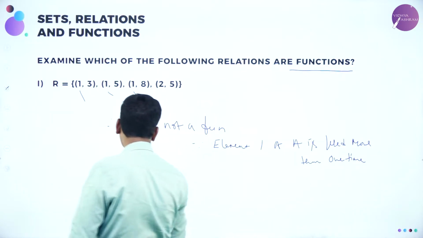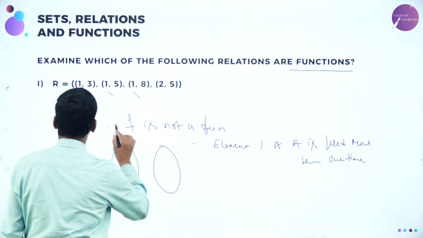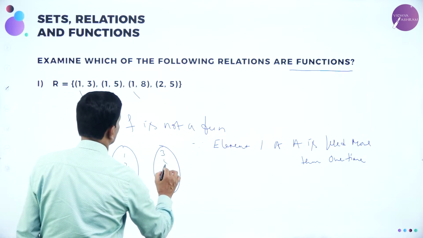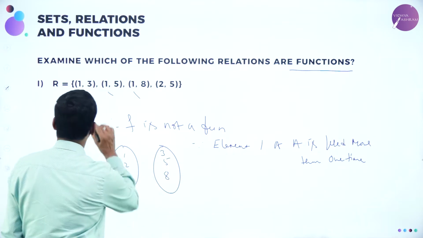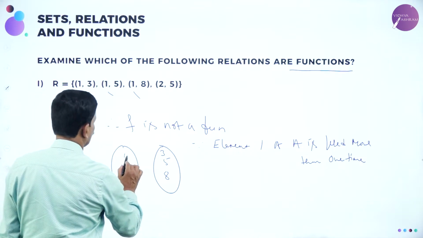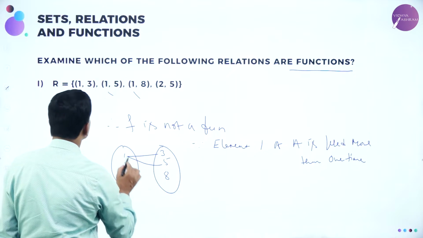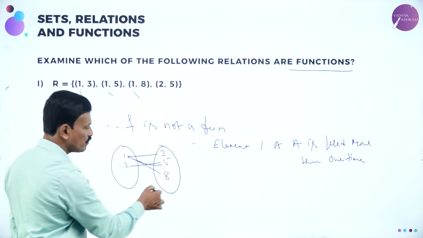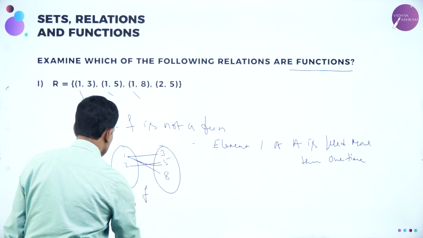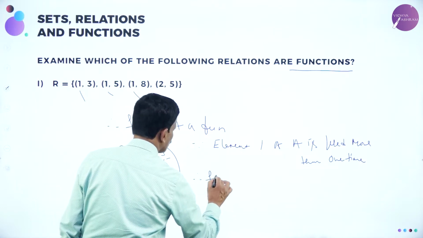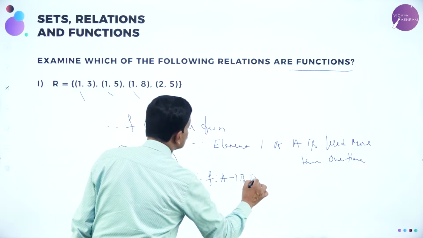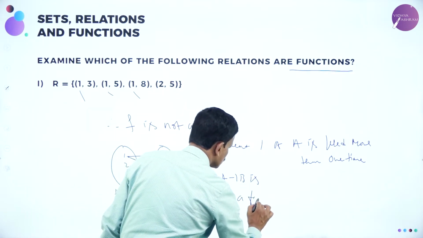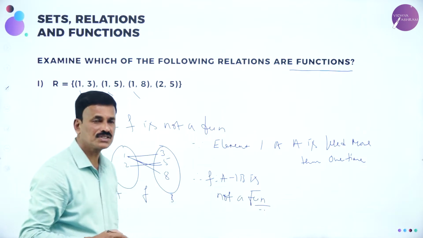See, if you represent this in a diagram, suppose the elements of the set A are 1, 2, and the elements of B are 3, 5, 8. Here the mapping is given like this: 1 to 3, again 1 to 5, again 1 to 8, again 2 to 5. So the element 1 is used 3 times. Therefore this is not a function. f from A to B is not a function. The relation is not a function. This is not a function.